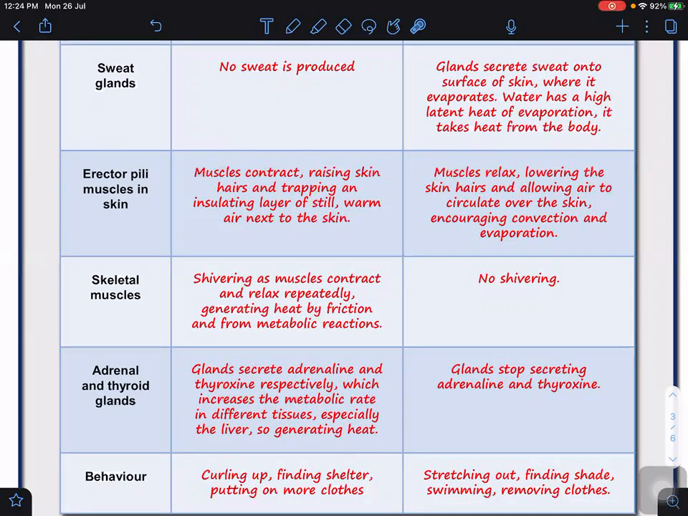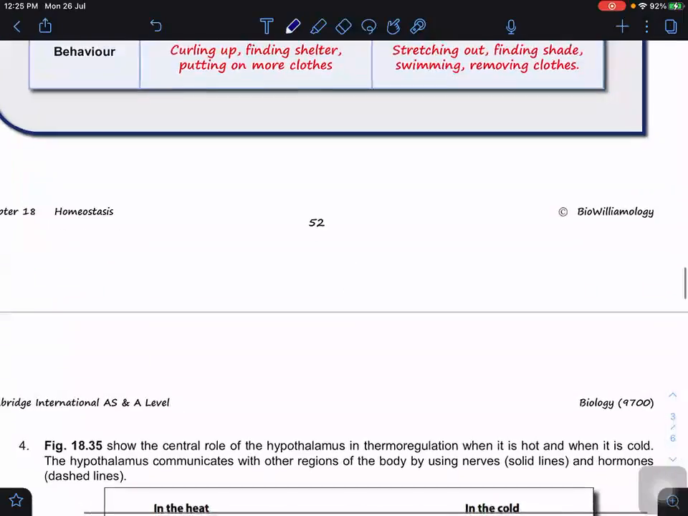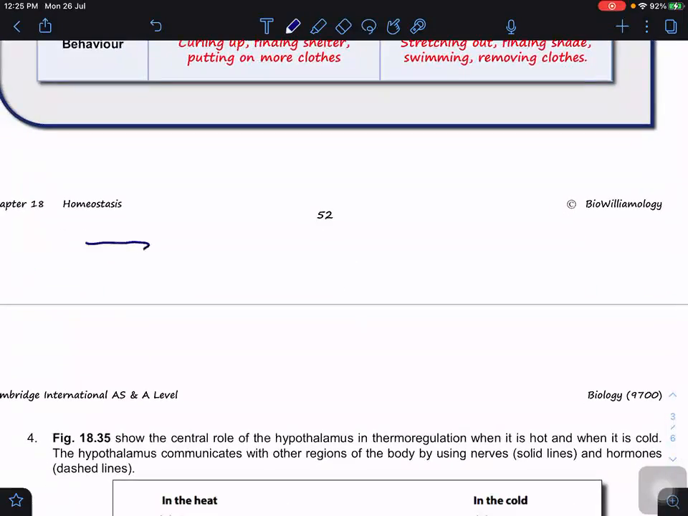Third response is the erector pili muscle in the skin. So this erector pili muscle is actually connected to our skin hair. So when this erector pili muscle contracts, what will happen? You're going to raise the skin hair. Can you see that? So again, look at this diagram. So this is the hair follicle. Can I see that? This hair follicle. So at the hair follicle here, we're going to have our skin hair.